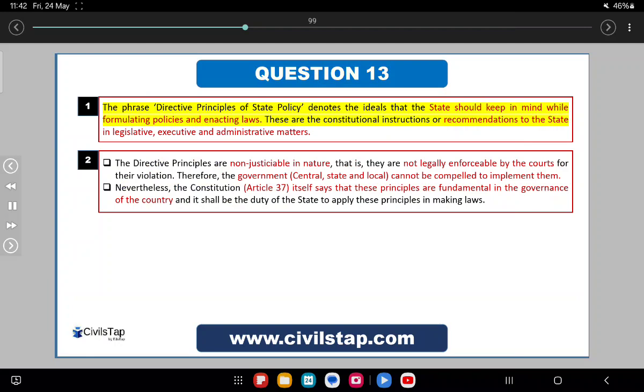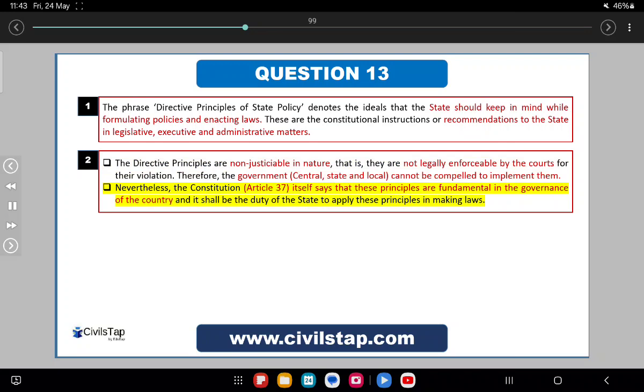Question 13. The phrase, directive principles of state policy, denotes the ideals that the state should keep in mind while formulating policies and enacting laws. These are the constitutional instructions or recommendations to the state in legislative, executive and administrative matters. The directive principles are non-justiciable in nature, that is, they are not legally enforceable by the courts for their violation. Therefore, the government, central, state and local, cannot be compelled to implement them.